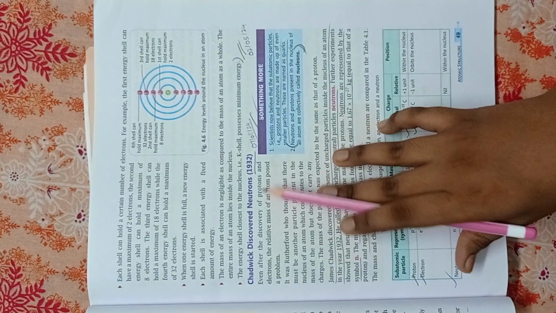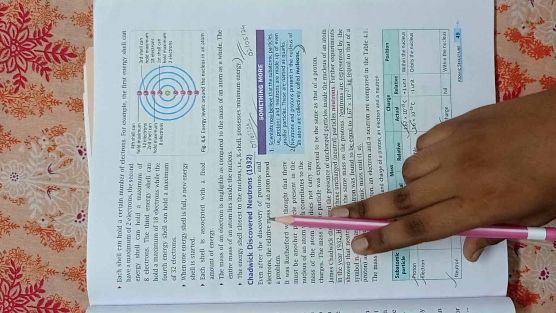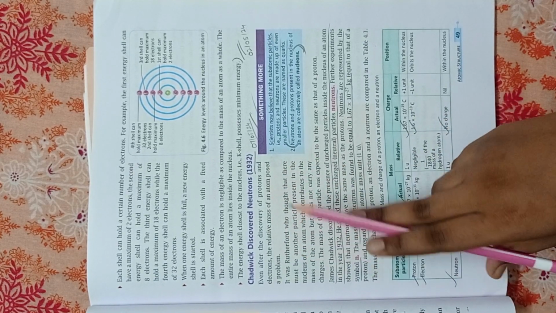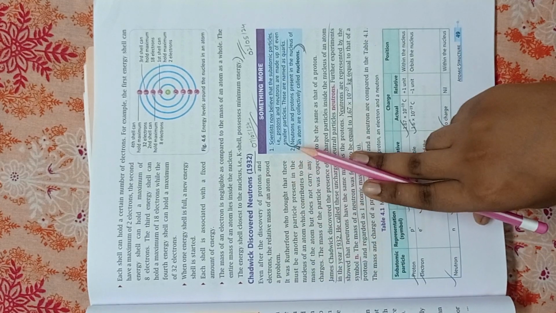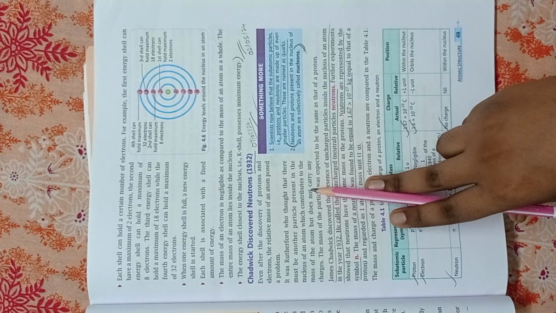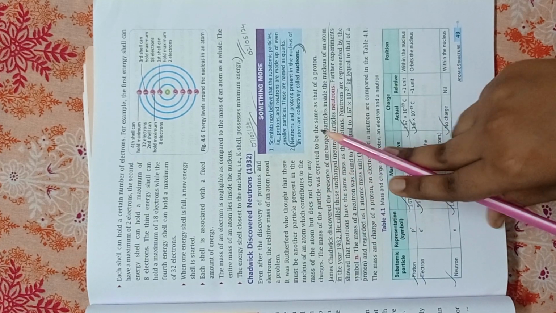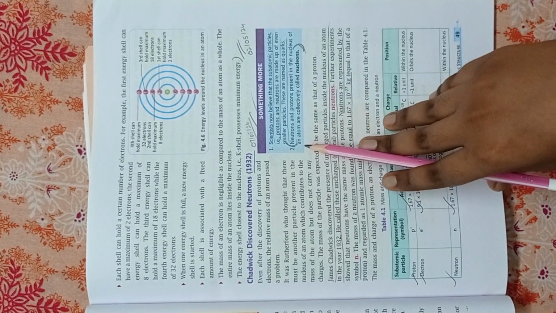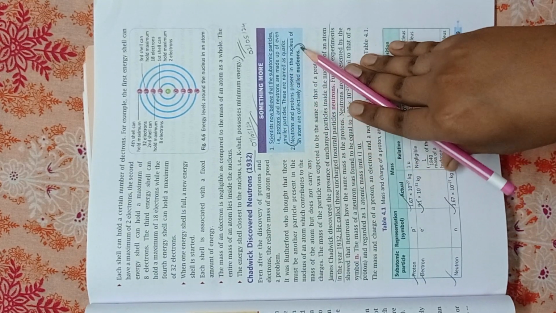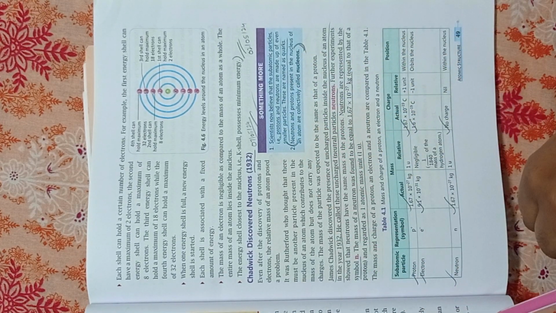Chadwick discovered neutrons. Even after the discovery of the protons and electrons, the relative mass of an atom posed a problem. It was Rutherford who thought that there must be another particle in the nucleus of the atom, and the mass of the particle was expected to be the same as that of the proton. Neutrons and protons present in the nucleus of an atom are called the nucleons.